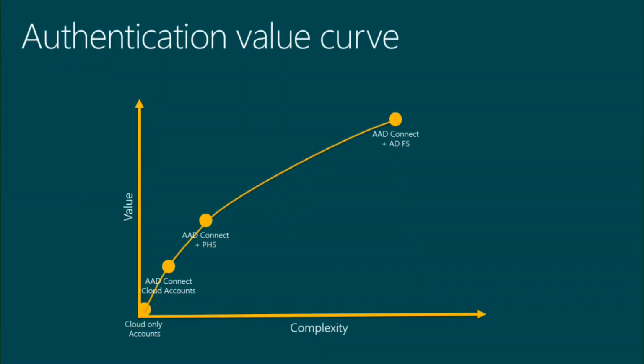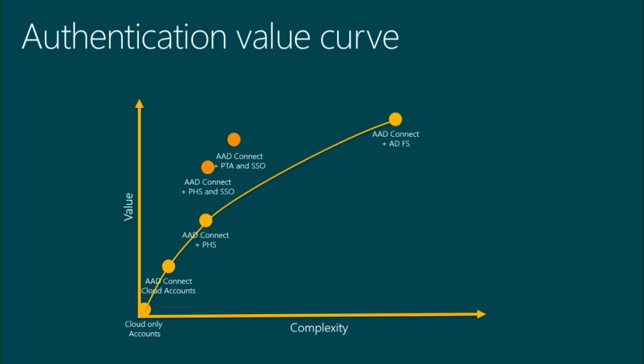So to give an idea of kind of where this all sits, if we have just a very basic Azure AD Connect with cloud accounts, very simple, very low value, all that means is the usernames are the same. If we have password synchronization, it's a little bit better, also very simple. If we begin to add Azure AD plus pass-through authentication, now the value of this solution becomes very high. The complexity, all the same, stays pretty low.